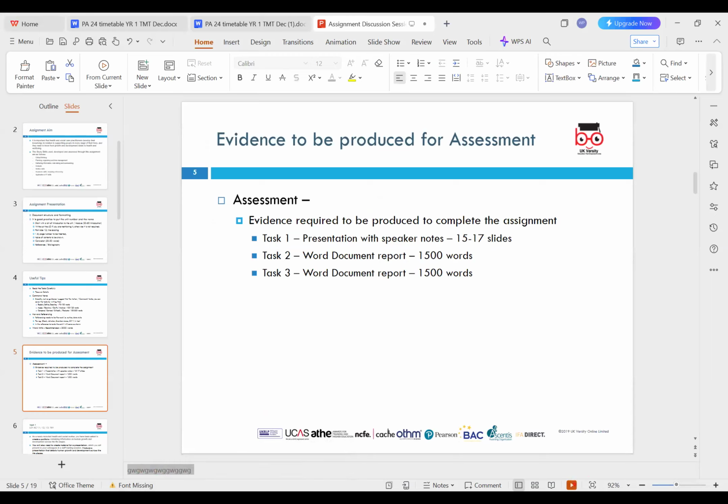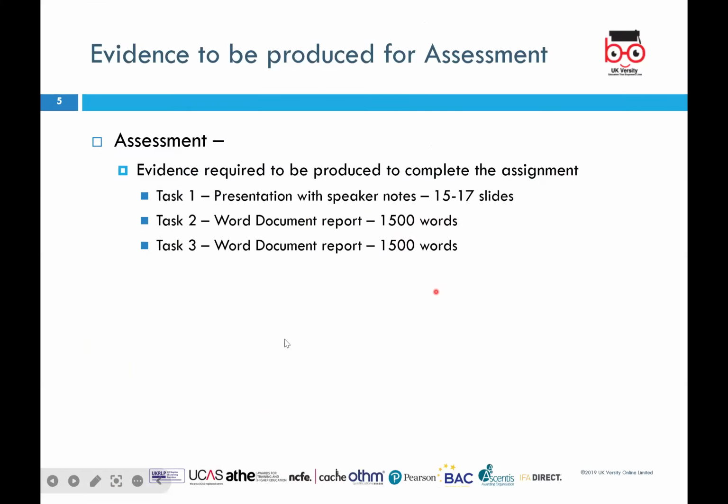These are known as speaker notes. Task 2 is a Word document report, which should be around 1,500 words long. 10% above or below is acceptable. Task 3 is a Word document again. It's a report, 1,500 word count.